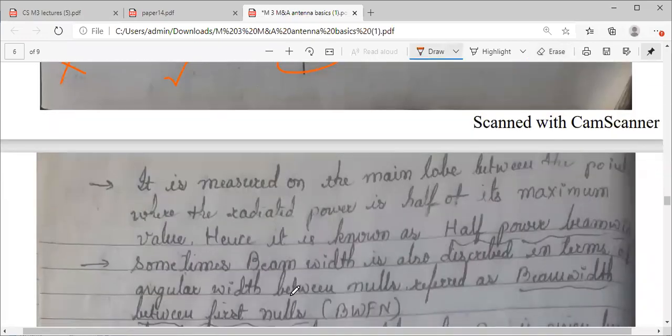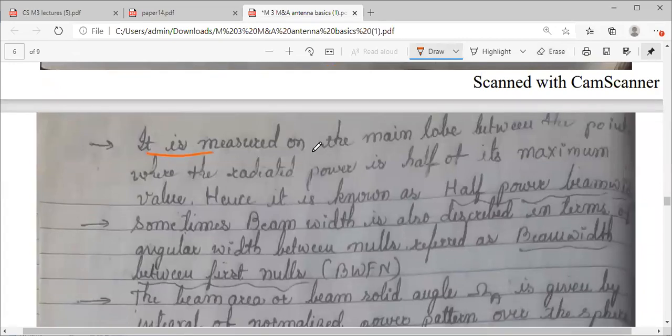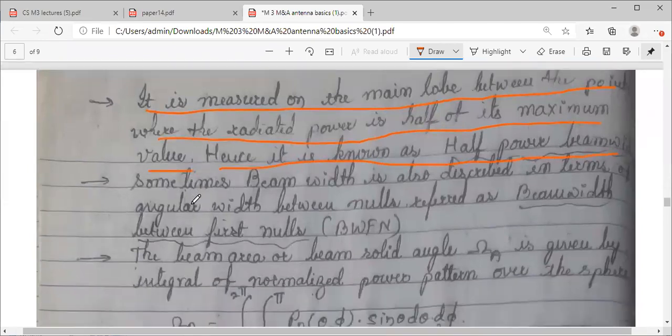Okay, the same structure, the explanation I have given you here. It is measured on the main lobe between the points, that is the first nulls, where the radiated power is half of its maximum value. Half means it is 1 by root 2. Hence, we call it half power beam width.